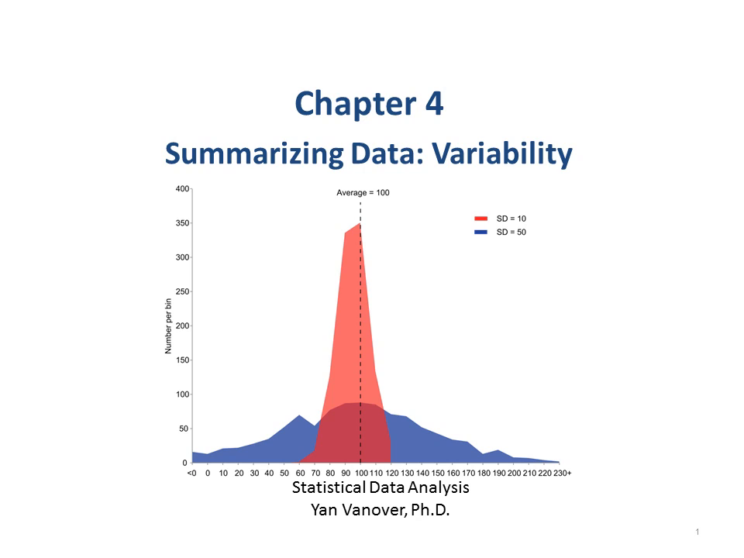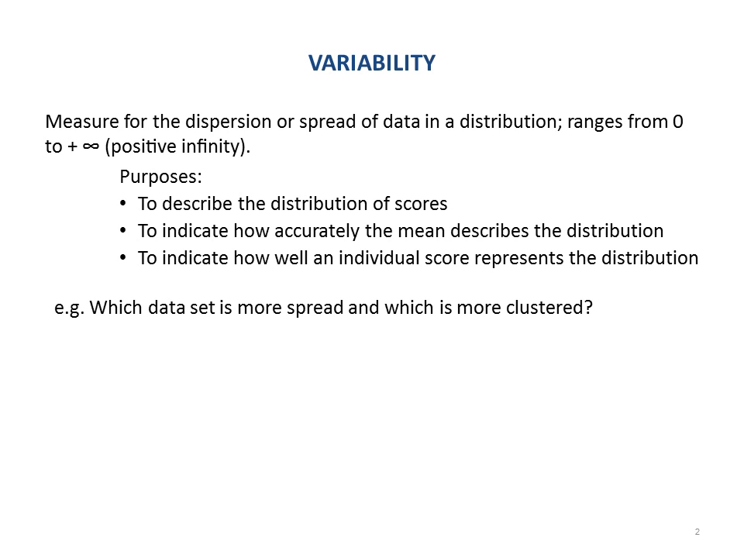Previously, we have used a frequency distribution, mean, median, and mode to describe and summarize data. In this chapter, we'll learn to summarize data by describing its variability. Variability is a quantitative measure of the degree to which scores in a distribution are spread out or clustered together. Its value ranges from 0 to positive infinity. It tells us how far the scores vary from the mean, how scores vary in general, and how accurately the mean describes the distribution.